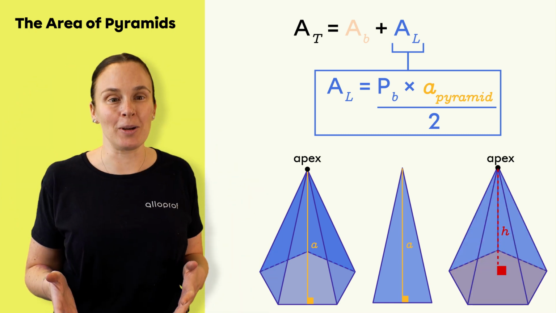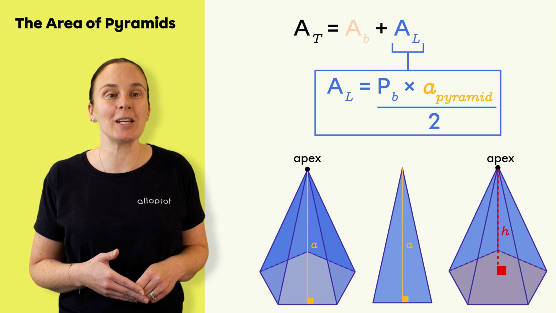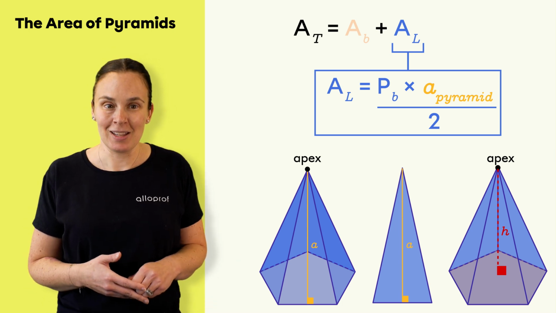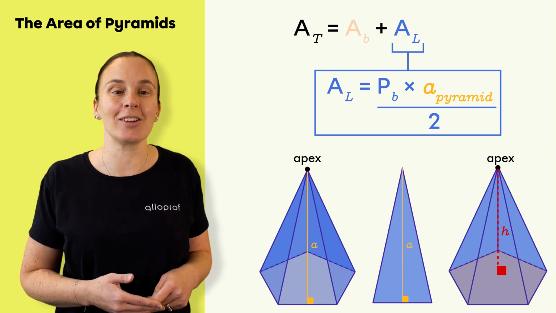The height of a pyramid is the perpendicular distance between its apex and its base. Don't confuse it with the pyramid's apothem. The height of a pyramid is not used to calculate its surface area.